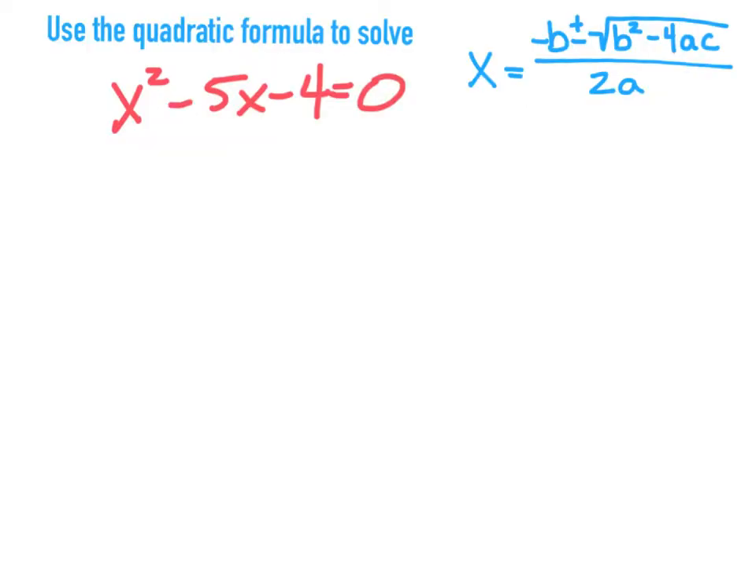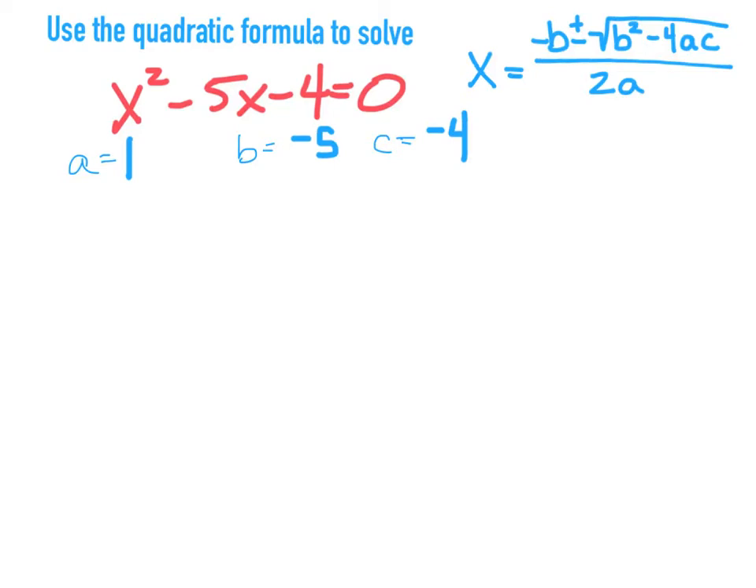Alright, so let's use the quadratic formula to solve x squared minus 5x minus 4 equals 0. So again, remember that whenever we're solving quadratics, we're just finding an x-intercept. So, first we need to break it down. What does a equal? What does b equal? And what does c equal? A, b, and c are just the coefficients, so since we have 1x squared, a is 1, b is negative 5, and c is negative 4.